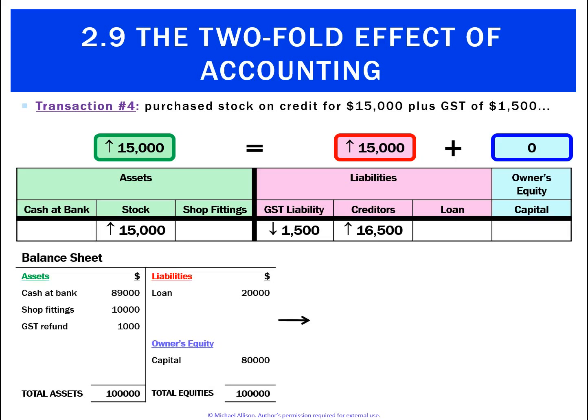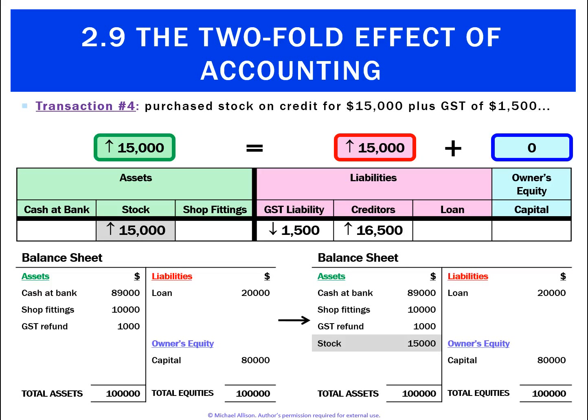Looking at the old balance sheet, we didn't have any stock, so we'll need to add that in. GST liability, well at the moment we actually have a refund of 1,000 and the government will give us the other $1,500 back. So we'll actually get $2,500 back from the government. So that would be a GST refund under assets. And lastly, the old balance sheet didn't have anything for creditors, so we'll put creditors in as a liability. Retotaling the balance sheet, we'll see that both sides will equal $116,500.